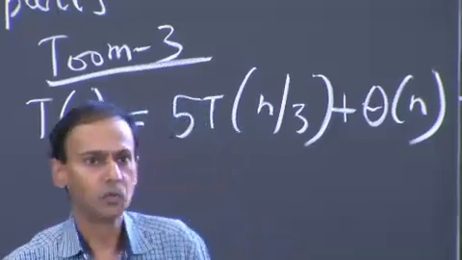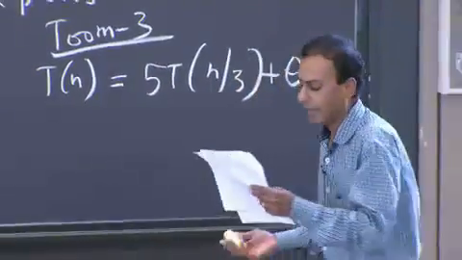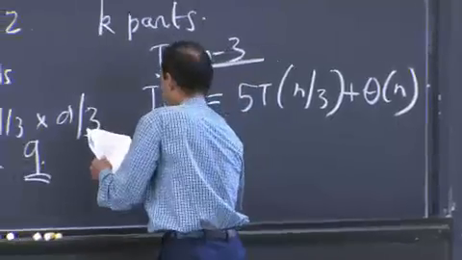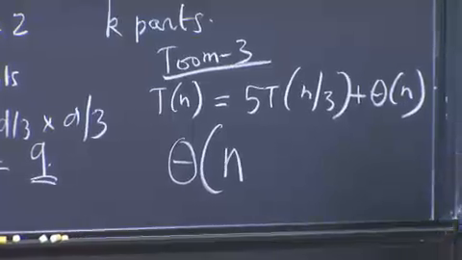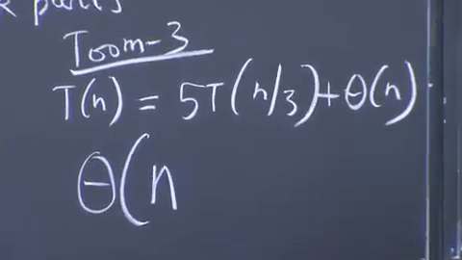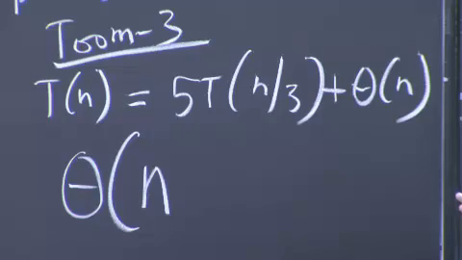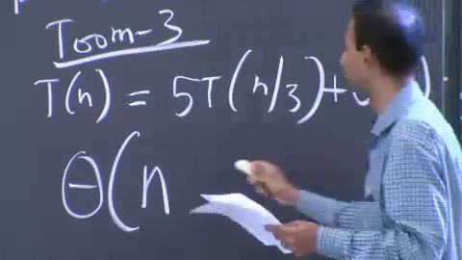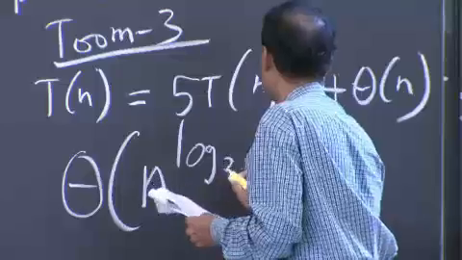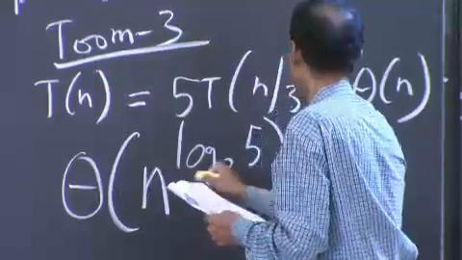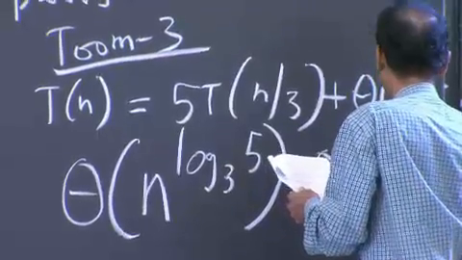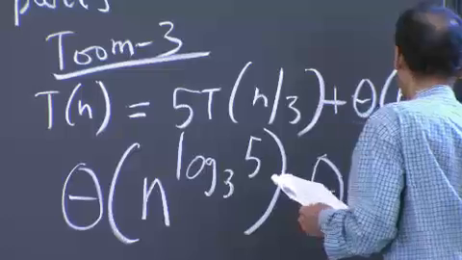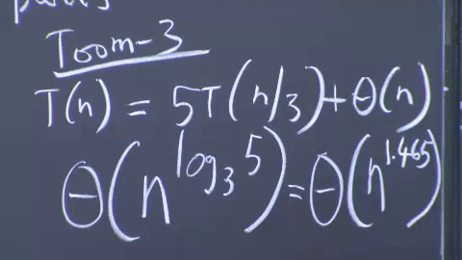So that's a win, and that ends up being theta of n raised to what? Someone, loudly? Log to the base 3 of 5. Another irrational number, and this ends up being n raised to 1.465. So you won if you use Toom-3, assuming the constants worked out.